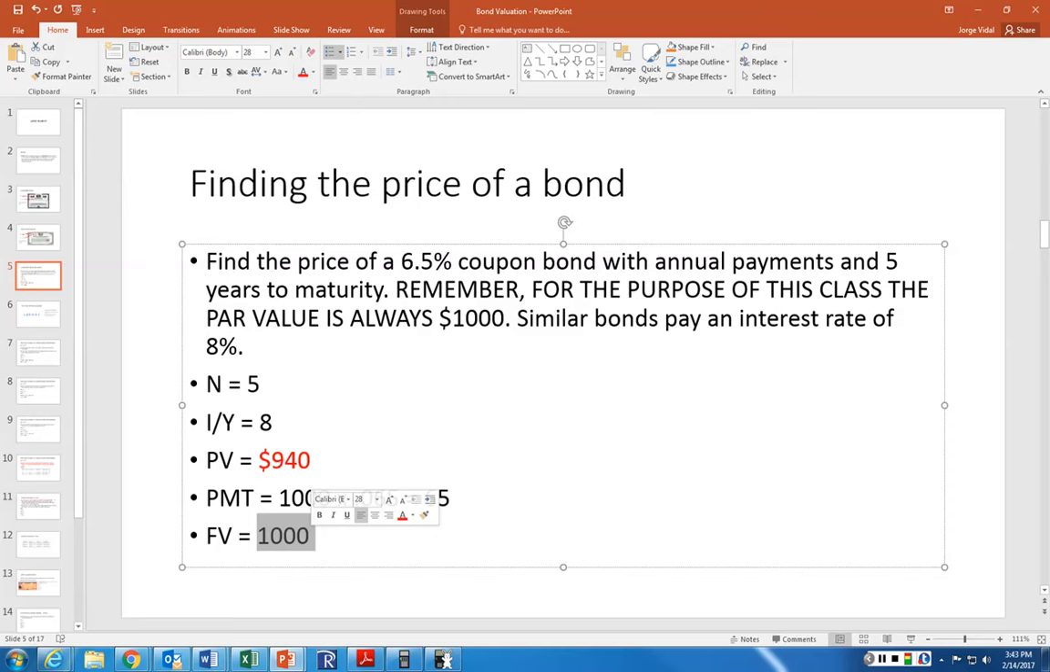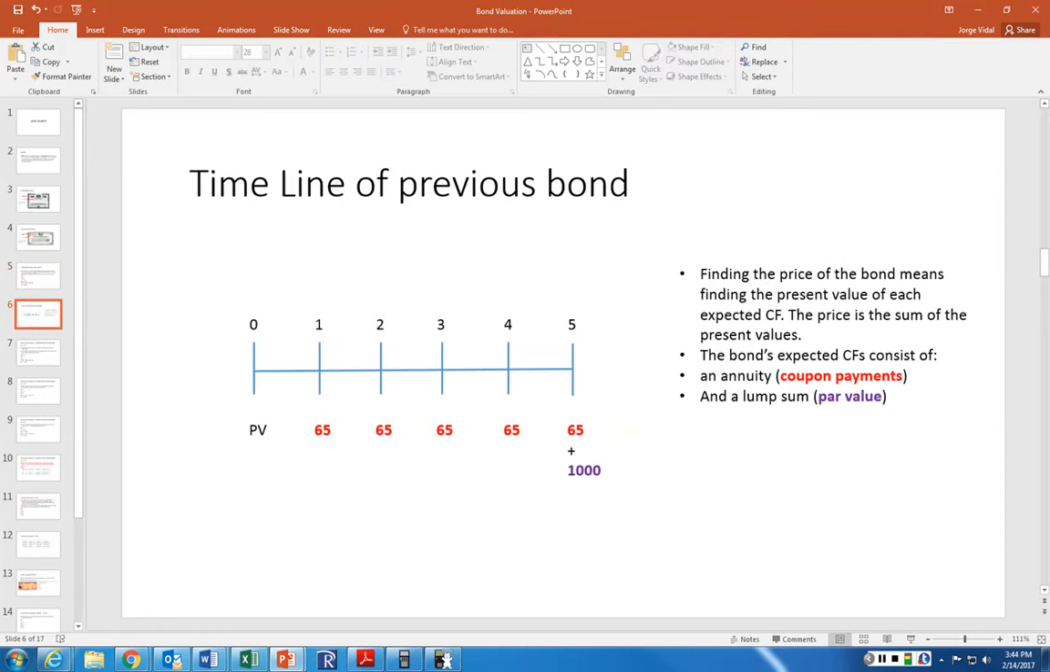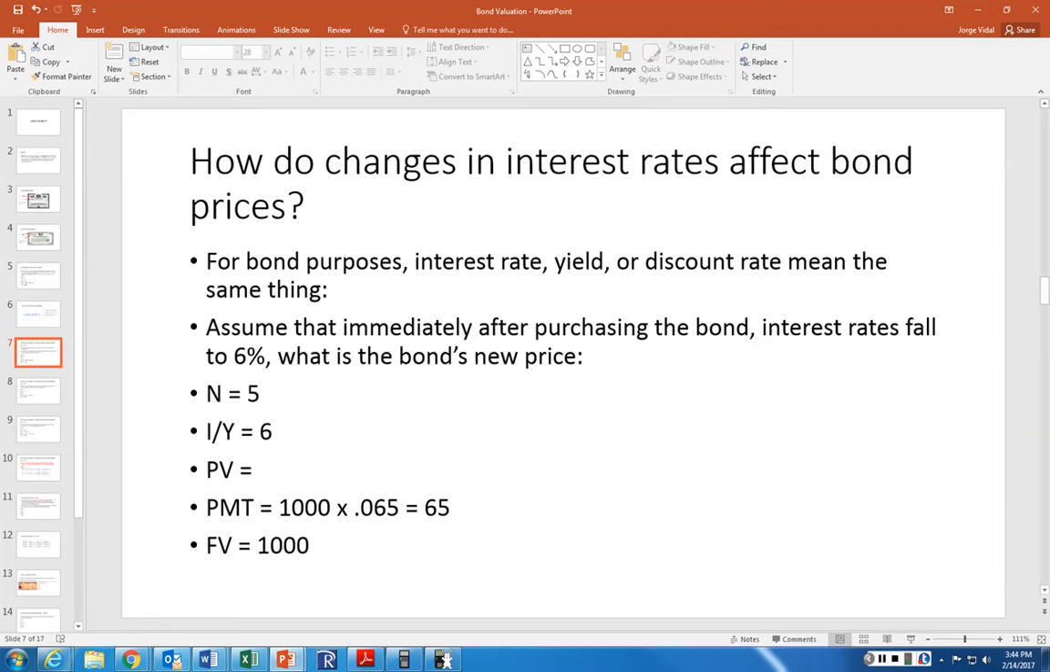How many times are you going to discount that lump sum? 5 periods. Okay? So the calculator is taking the annuity of 65 and then the lump sum of 1000, discounting all of that 5 periods, and then it combines everything into a single price, which in this case is 940. Okay? So that's how you find the price of a bond.